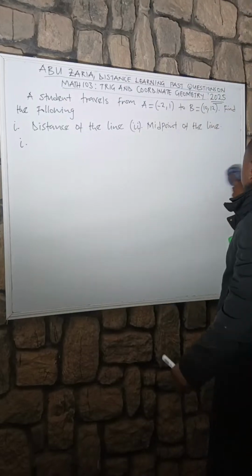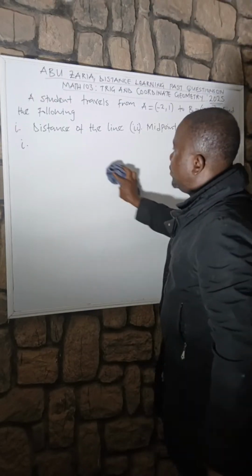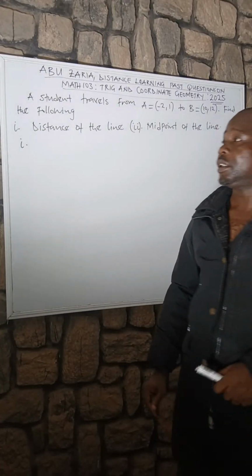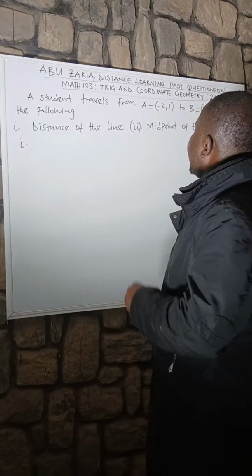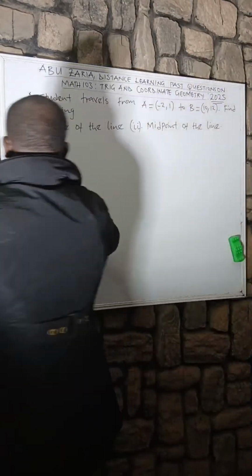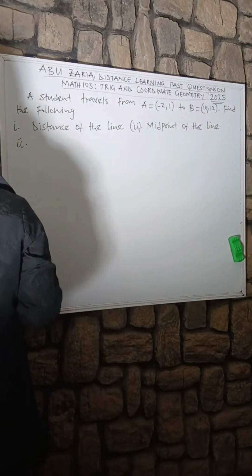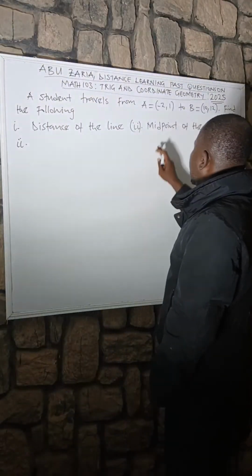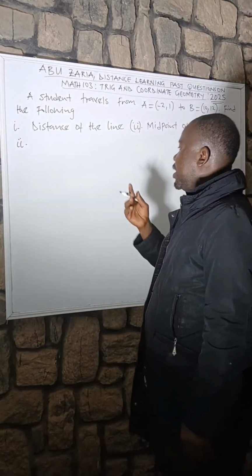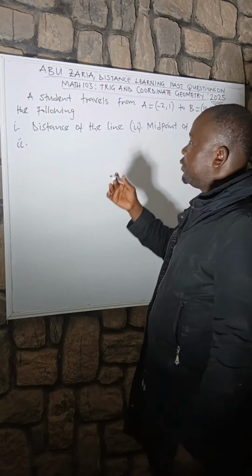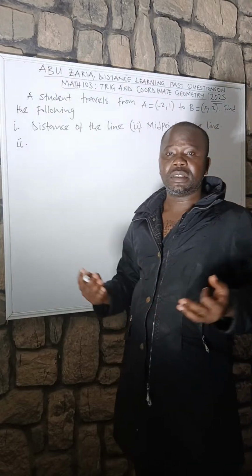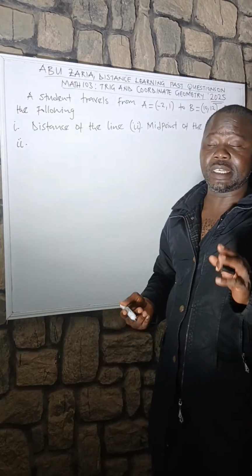All these questions are from ABU Distance Learning Maths 103. Let's consider midpoints. I want us to take note: for the midpoint formula, we have a lot of them. I'm going to break it down for you, depending on how the question is presented. Is that clear? Take note.